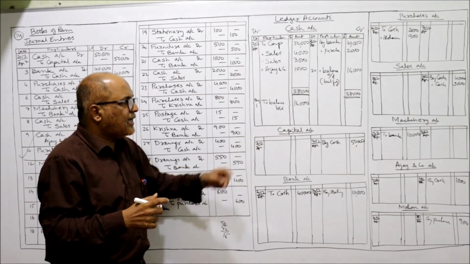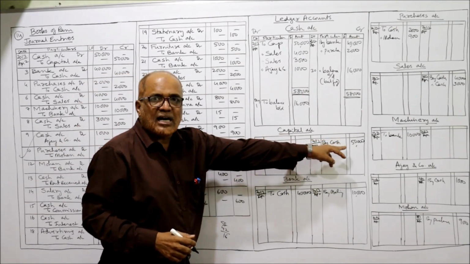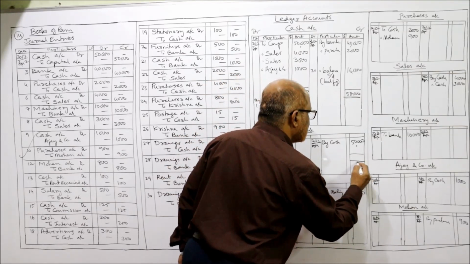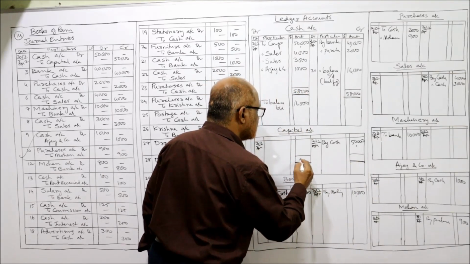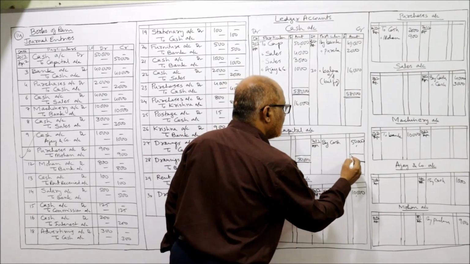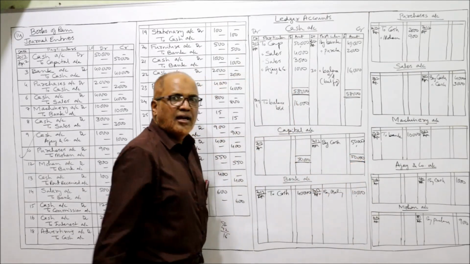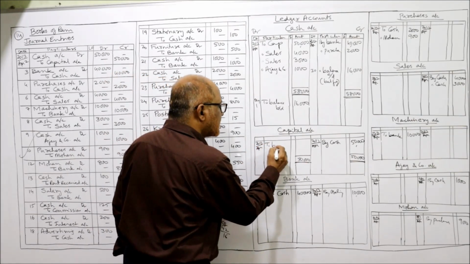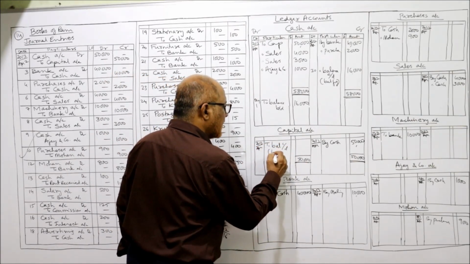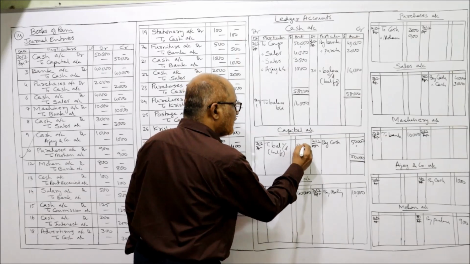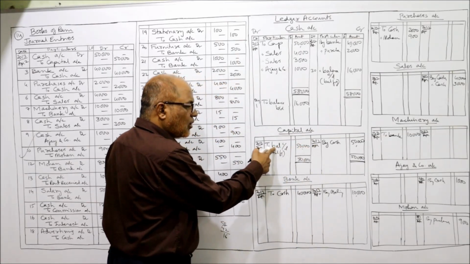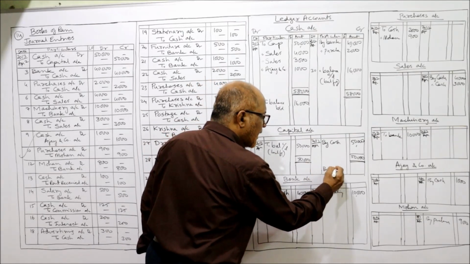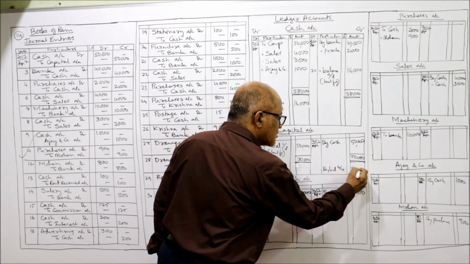That's all. Similarly, capital. Capital credit side 50,000. Debit side we don't have anything. So we will take the 50,000 on both sides. Here on the debit side we don't have anything, so I am writing to balance carried down, balancing figure 50,000. Now carried down is on the debit side, so brought down will be on the credit side. By balance brought down 50,000.